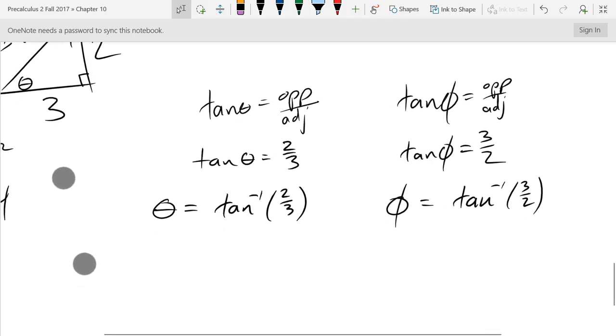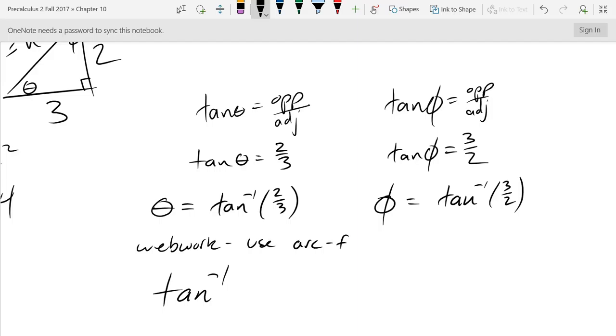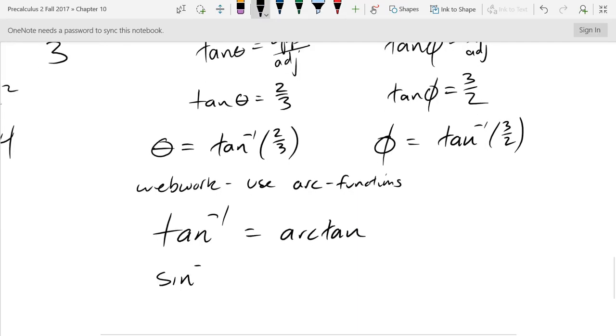When you are answering questions on WebWork, there is no tangent inverse. So on WebWork, you're going to use the arc functions. So inverse tangent is arc tangent. Inverse sine is arc sine. And inverse cosine is arc cosine. So you're going to use the functions arc instead of inverse. If you try the little caret -1, it's not going to work for functions on WebWork.